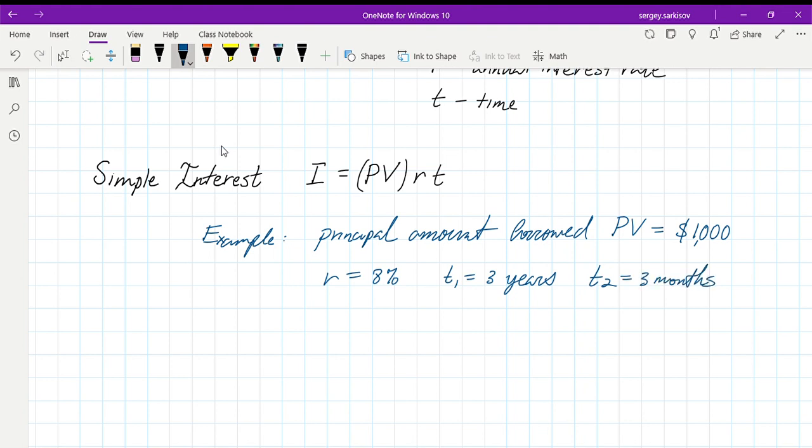So let's talk about what the interest would be with T1. It's equal to that $1,000, okay? Now the interest rate is 8%, so it's actually going to be $80 that you're paying in interest every year. 8% of 1,000 is 80, so $80. And then times the 3, because you're doing it for 3 years.